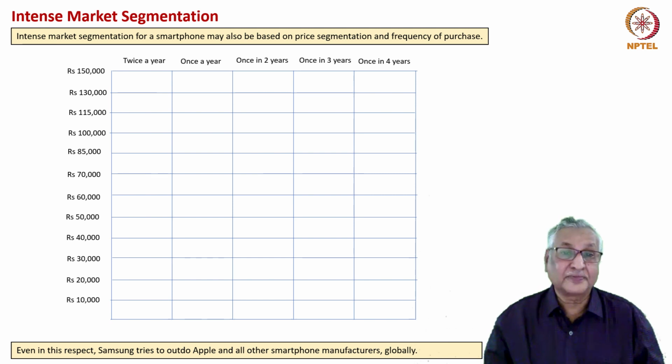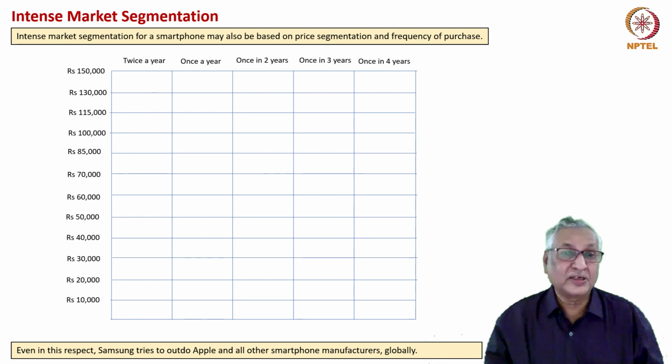As per Samsung, the millennials change the smartphone every 8 months or so. Yet it has decided to be on full canvas as far as the rupee segmentation or the purchase frequency is concerned. Even in this respect, therefore, Samsung tries to outdo Apple and all other smartphone manufacturers globally. It's an intense market segmentation strategy which Samsung has adopted.